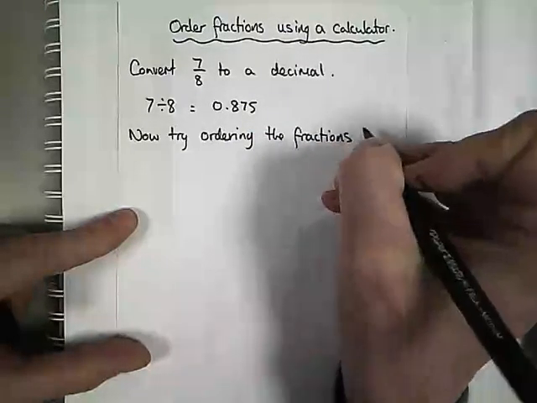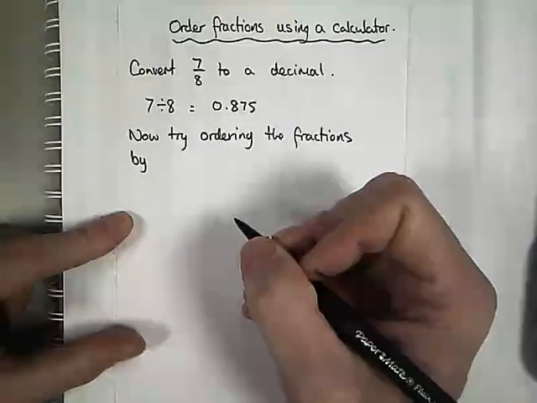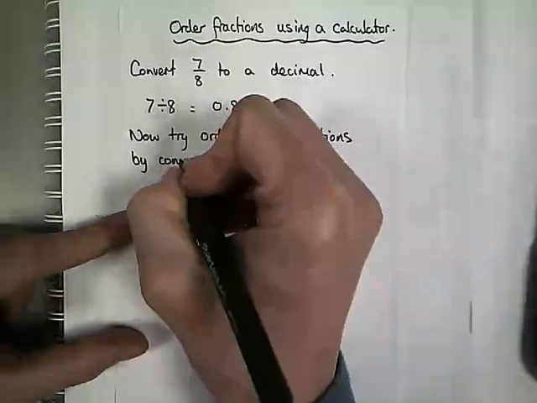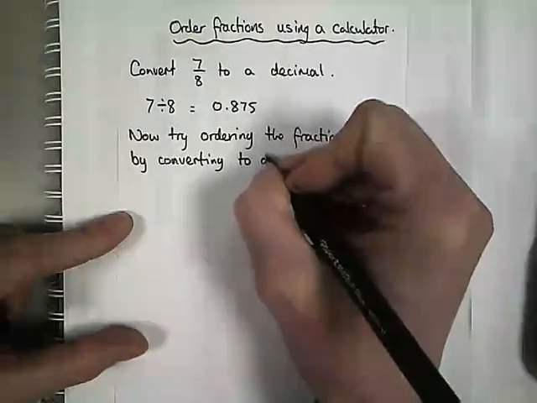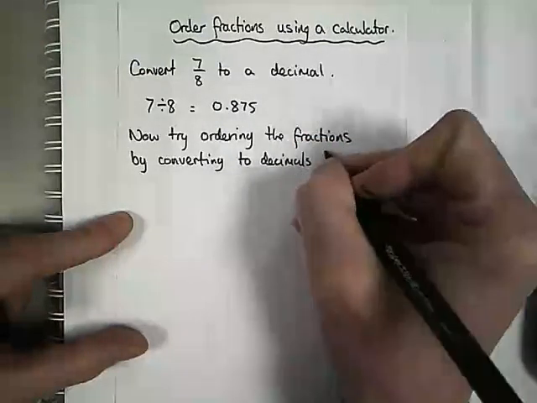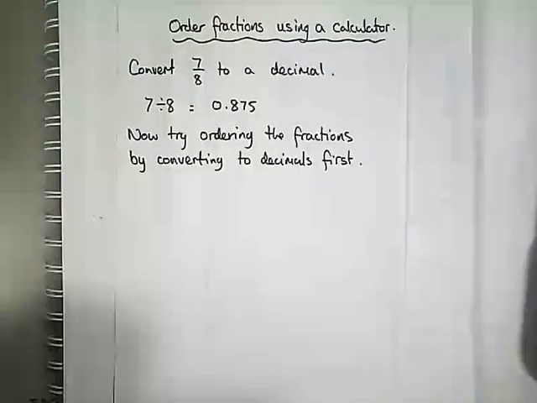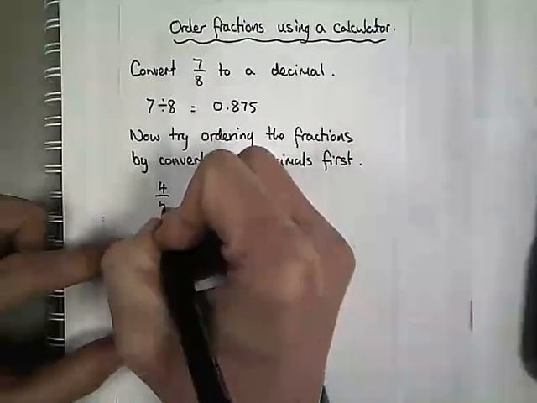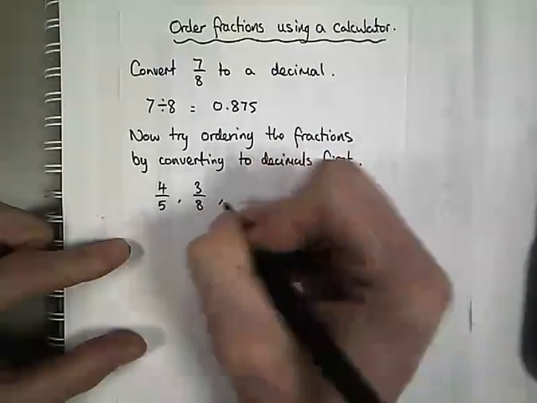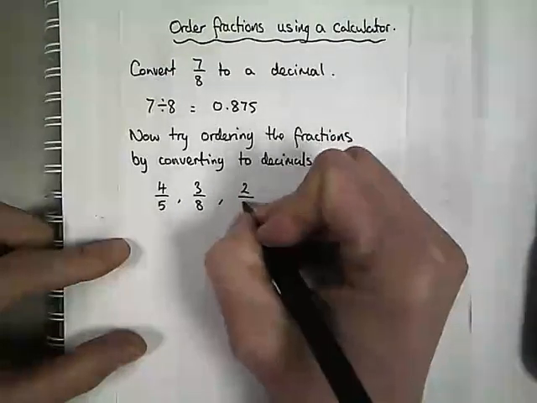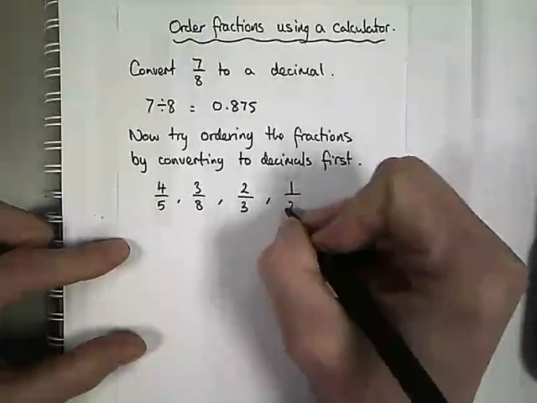So what we're going to do is we're going to try ordering the fractions by converting to decimals first. Okay, so here is an example. So I've got these fractions. I want to order them from smallest to largest. So what we're going to have to also remember is, how do we order decimals?